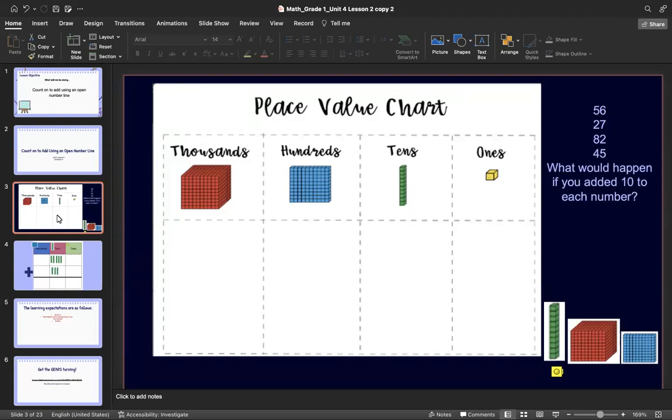What would you have? Then do 27, add 10 more to that. What would you have? 82, add 10 more to that. What do you have? 45, add 10 more to that. What do you have? So again, one at a time, work it out with your learning coach. Pause.